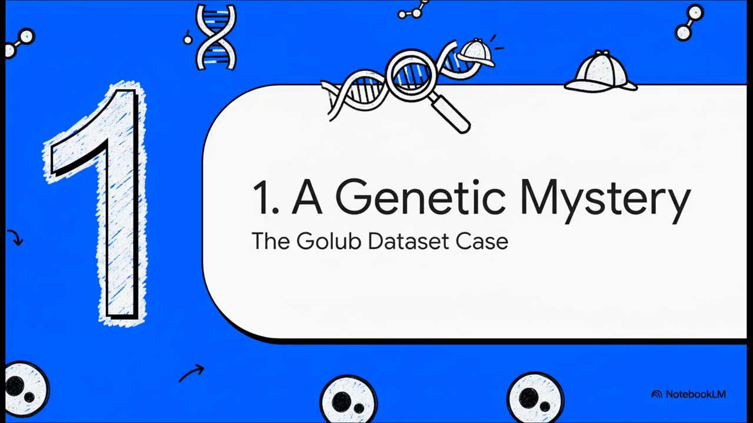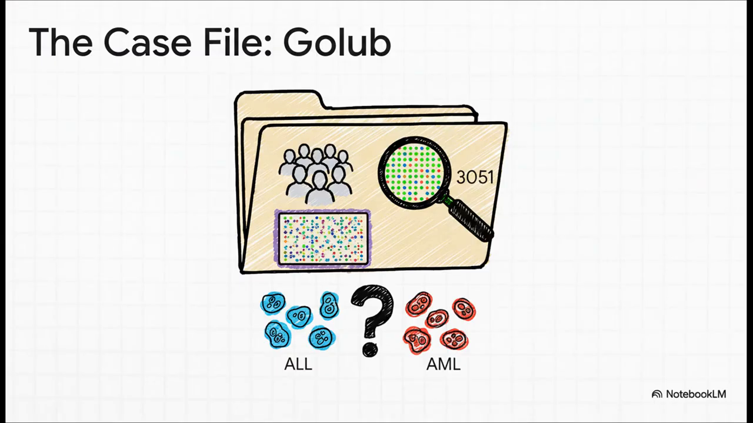Okay, so every investigation starts with a case file, and ours is a pretty famous one in the world of bioinformatics. It's called the Golub Dataset. This is the evidence that holds all the clues we're looking for. So what's actually in this file? Well, we have what's called gene expression data, which is really just a way to measure how active each gene is. And we have this data for 38 different tumor patients. For every single one of those patients, we know the activity level for 3,051 genes. The real mystery here is, can we use only this data to spot the key differences between two types of leukemia? That's ALL, Acute Lymphoblastic Leukemia, and AML, Acute Myeloid Leukemia.